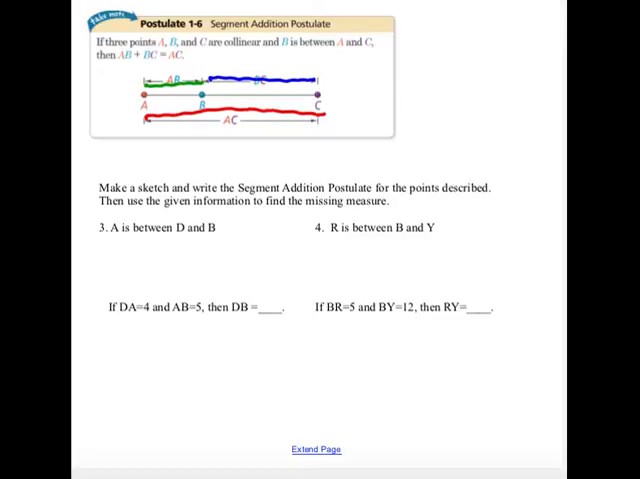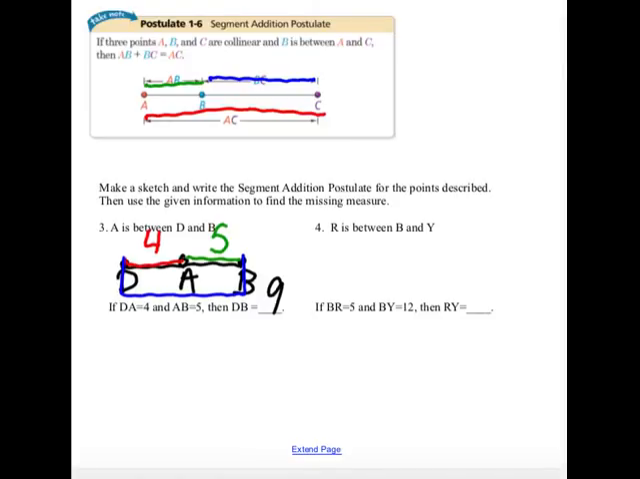It says, make a sketch and write the segment addition postulate for the points described, then use the information given to find the missing measure. So it says A is between D and B. So I'm going to draw a line. I'm going to put D on one end, B on another, and then I'm going to put A in between them. The info below tells me DA is 4. It says AB is 5, and it wants to know how big DB is. So the whole thing. So I know I'm going to add them together. 4 plus 5 equals 9.